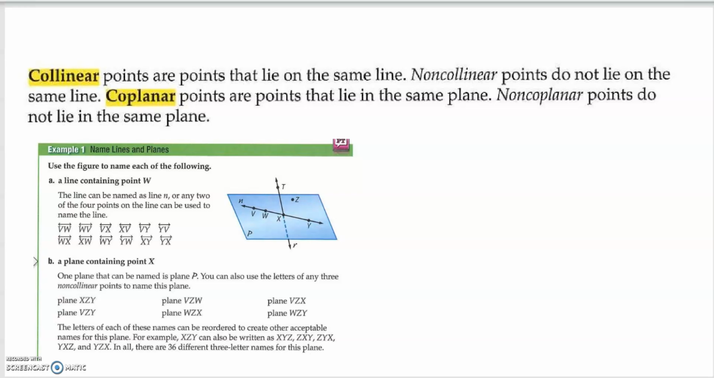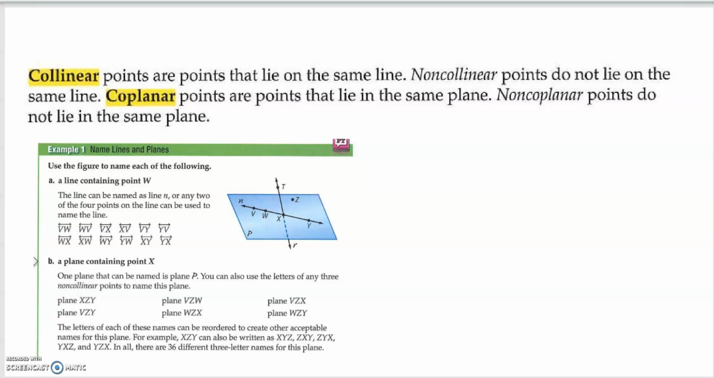Now, any 2 points will always be collinear because any 2 points will always form a line. But what if we have 3 points? 3 points could be collinear, or they might not be. Depends. Are they all on the same line or not? Okay? Coplanar points lie on the same plane.